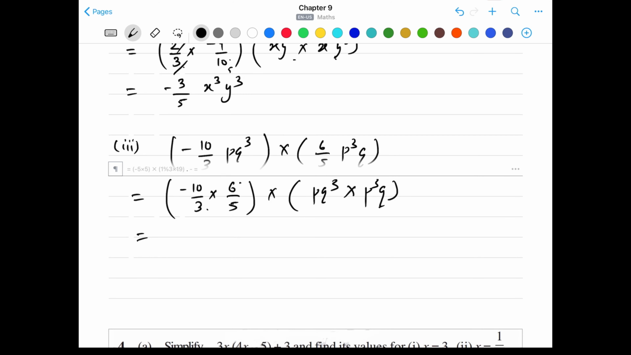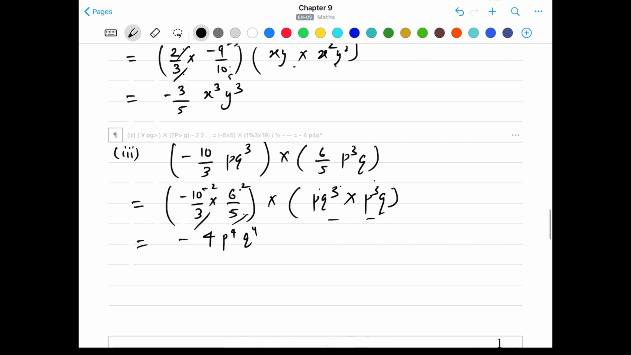Okay, so this 6 divided by 2 will give us 2 here, and this minus 10 divided by 5 will give us minus 2 here. So these two will be cancelled out. So what remains is minus 2 into 2 will result as minus 4. Okay, and these variables will result as p power 4 and q power 4, as we have 1 power of p here and 3 here, so that will be 4. And similarly 3 power of q here and 1 power of q here, so that will be q power 4 also.